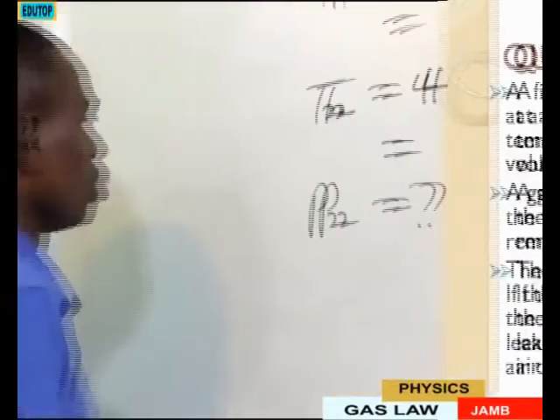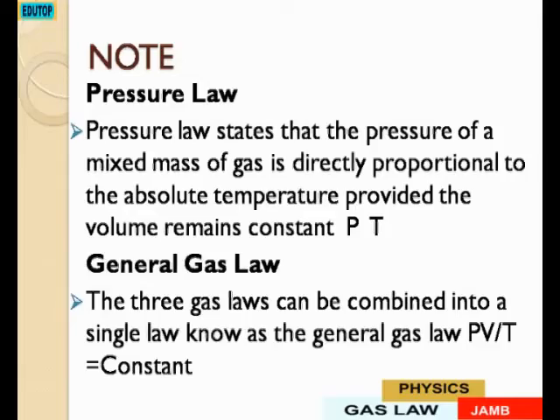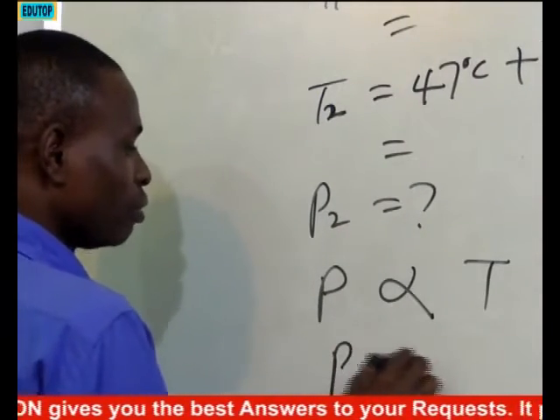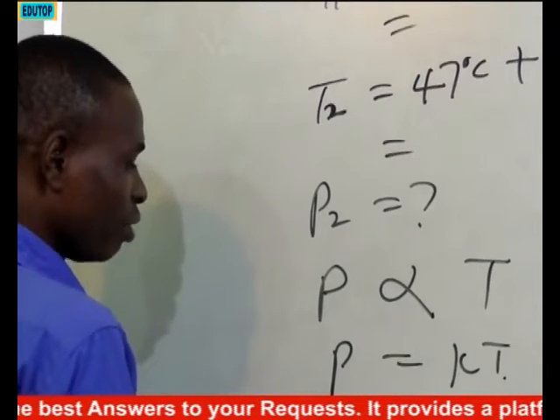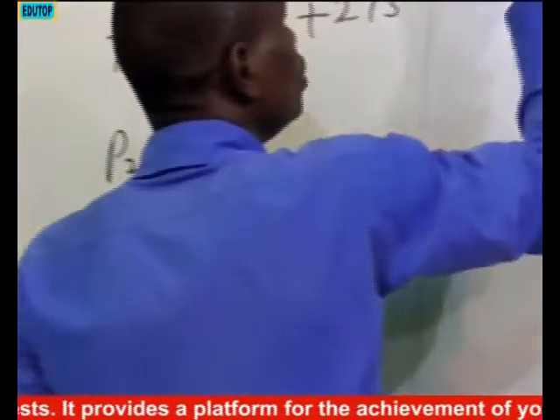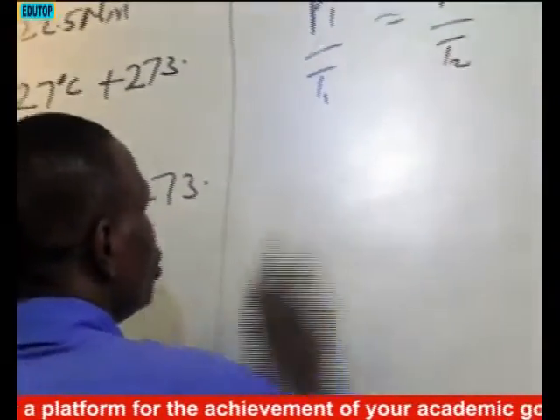This is a pressure law. If you remember, the pressure law states that for a fixed mass of gas, the pressure is directly proportional to the absolute temperature, provided the volume remains constant. For the volume to remain constant, the pressure is directly proportional to the temperature. Pressure is KT, that's P over T is equal to K. So from here we can have P1 over T1 equals P2 over T2. That's what I'm going to use.